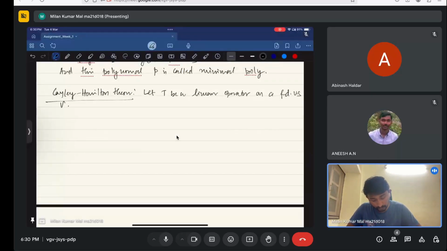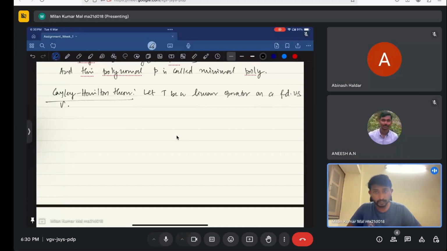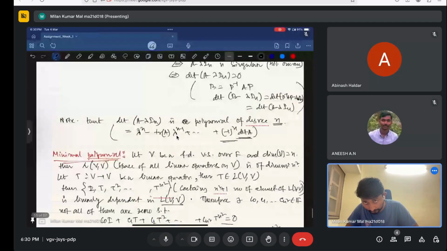What we have said about the characteristic polynomial is that, for a linear operator on a finite dimensional vector space, take any matrix representation and consider the determinant of A minus lambda I_n. This is called the characteristic polynomial. Better to write fully: characteristic polynomial of T.